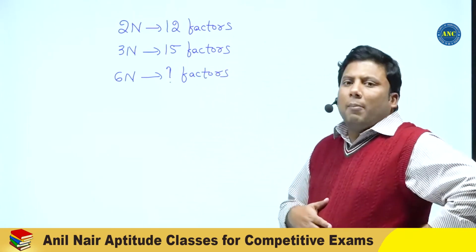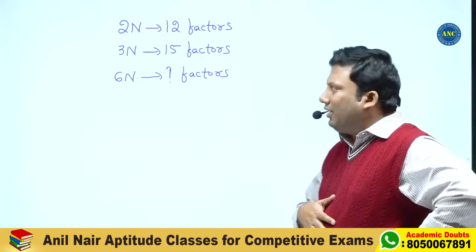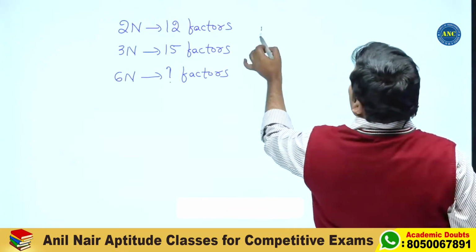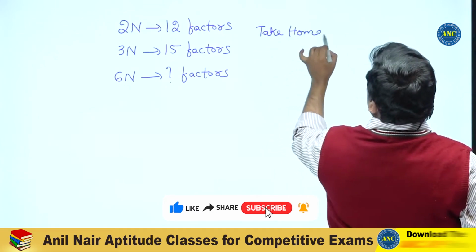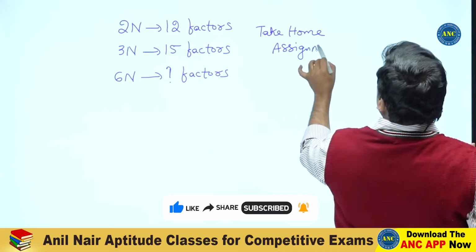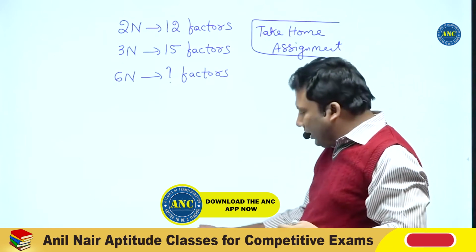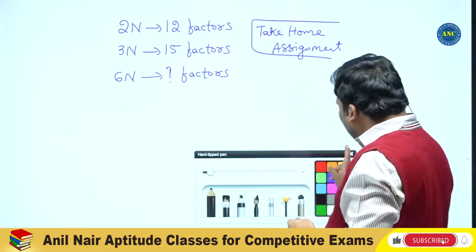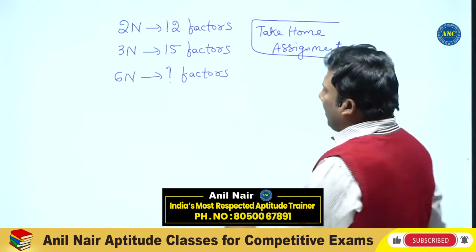A number multiplied by 2, number of factors are 12. Number multiplied by 3, it is 15 factors. It is a take-home assignment so that you will understand this concept thoroughly. How to solve this question? Step number 1, I'll give an idea, but it is you who need to solve it.